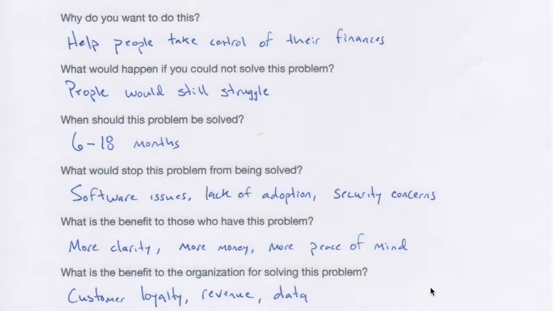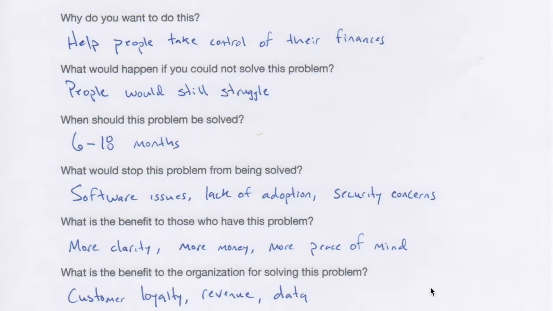What would stop this problem from being solved? So in our example, there could be some software issues. It couldn't work. You could have a lack of adoption. Maybe customers are used to using a lot of other things, or security concerns. When you're dealing with customer data, when you're dealing with financial data, sometimes people are a little concerned about that. It's just good to think outside of the problem.